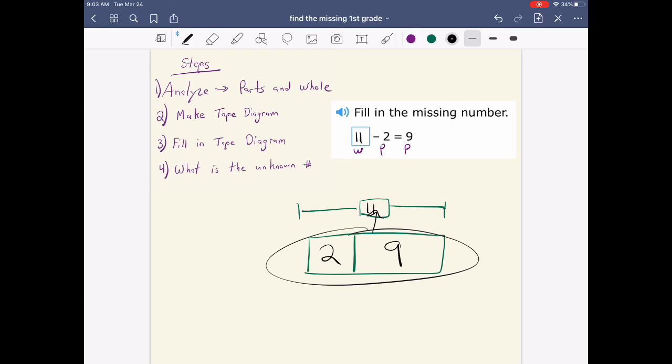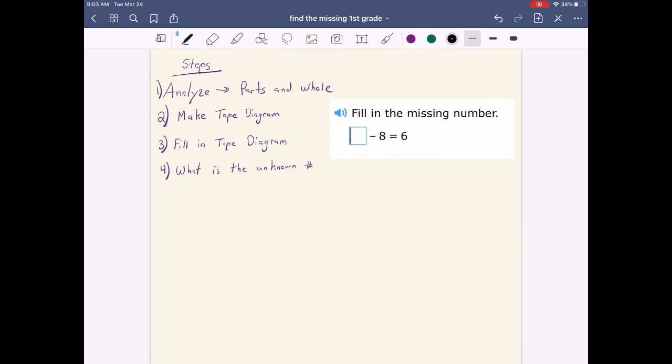Did you guys get that, boys and girls? If you did, great job. If you didn't, don't worry, I have one more. Go ahead and try this one. Go ahead and pause the video, try this one, and then when you're ready, unpause it and you'll get your answer.